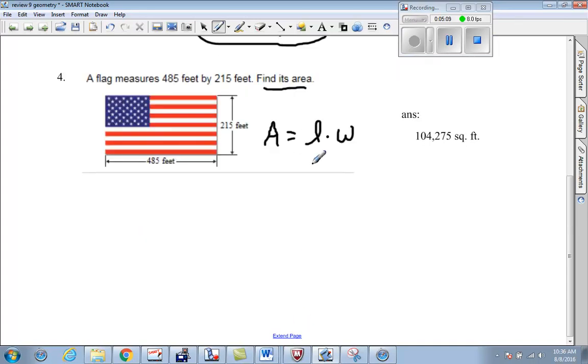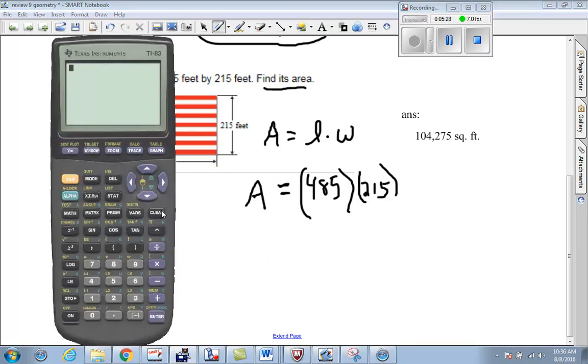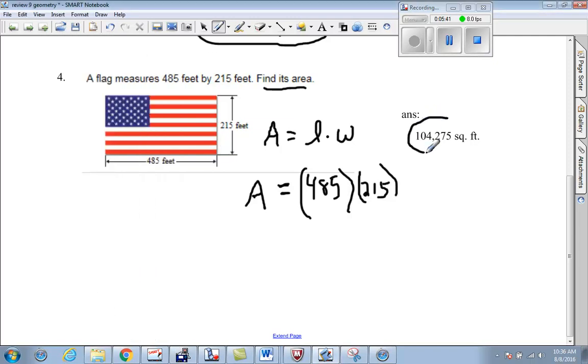And the length is 485. Always practice writing down your formula and filling in the blanks. And the width is 215. So I'm just writing that out. So then the area, and although I have the answer key set there, I just want to practice typing that in. So 485 times 215 is going to bring us to 104,275, which matches our answer key. Notice the units, square feet. You can also say feet squared.